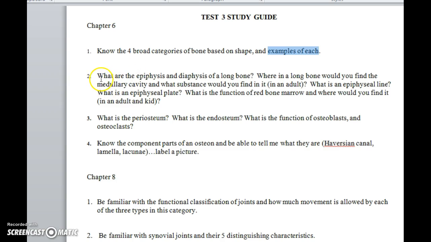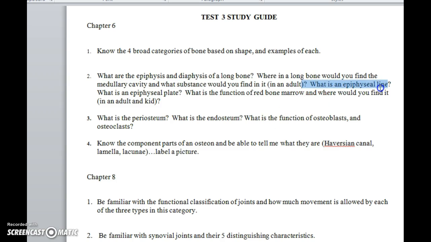Okay, number 2. What is the epiphysis and diaphysis of a bone? That is definitely on there. Sometimes it's on there as define the terms. Sometimes it's fill in the blank, like, what do you call the shaft of a long bone? This is on there verbatim, I think. It says, where in a long bone would you find the medullary cavity and what substance fills it in an adult? Yeah, that's on there verbatim.